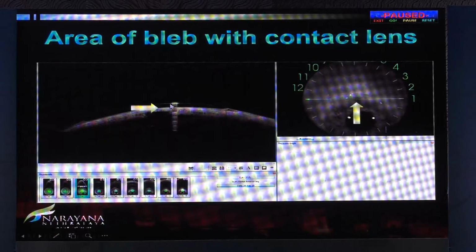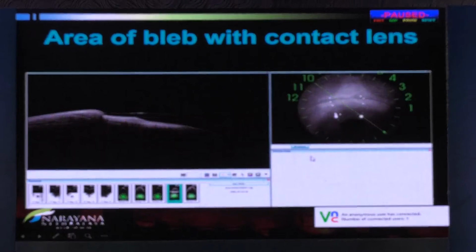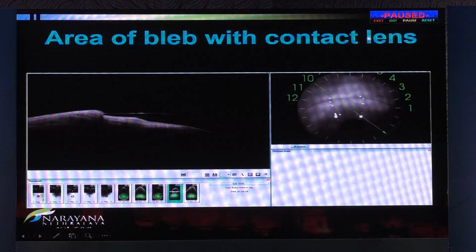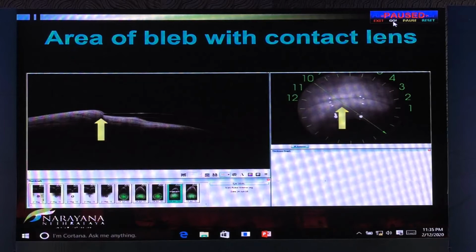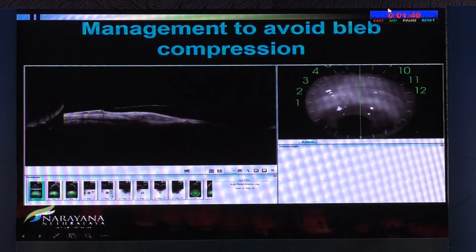But when we looked at the area which is cutting at the bleb and looked at the OCT there, you could see what is happening. So this was the edge of the contact lens which was indenting the external ostium, thereby inhibiting the filtration of the aqueous and causing the high pressure. So looking at that, we could actually change the vault of the contact lens, and when we change the vault, you can see how the compression has been overcome, and by just changing that we could get this bleb to function.